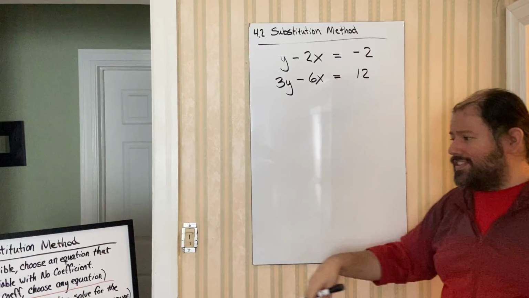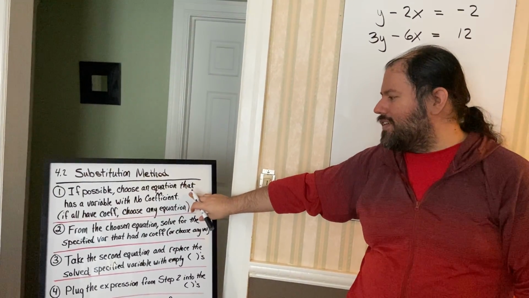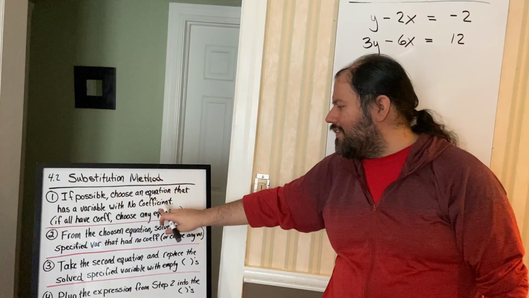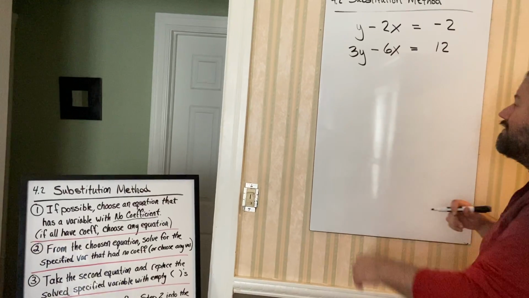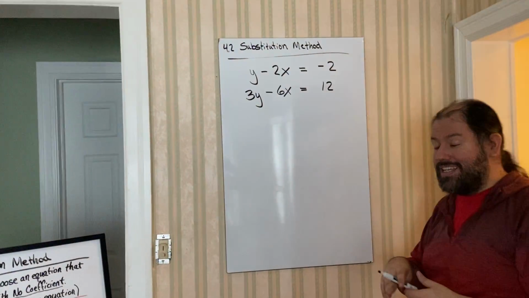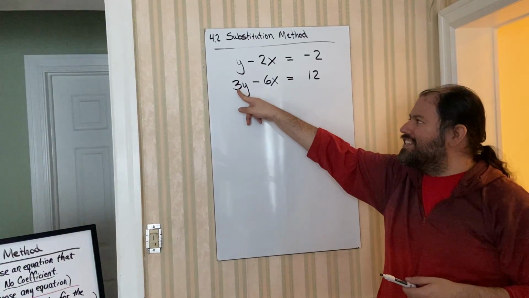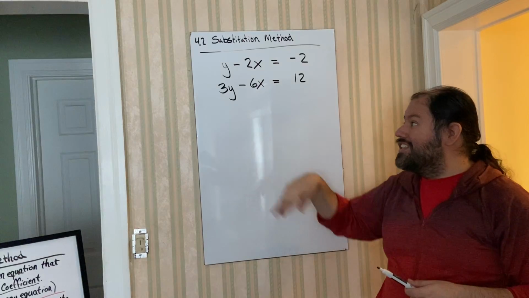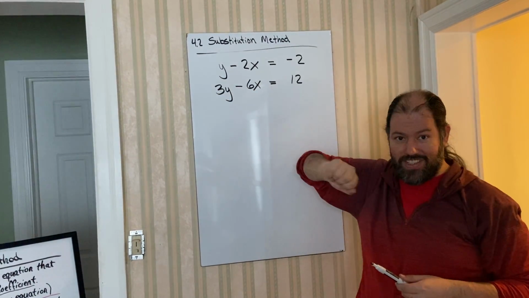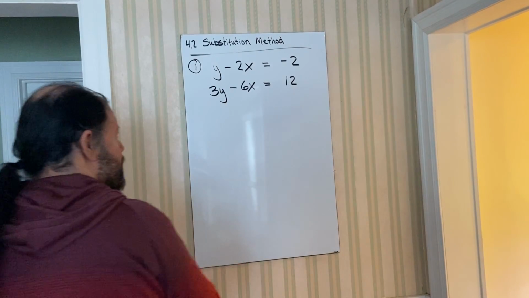Again, first step, if possible, choose an equation that has a variable with no coefficient. That's key, no coefficient. Notice this is a little bit more complex. Notice that coefficient, coefficient, coefficient. Notice this one guy does not have a coefficient. So of course, I'm going to choose this one. So let's choose this as our first equation.